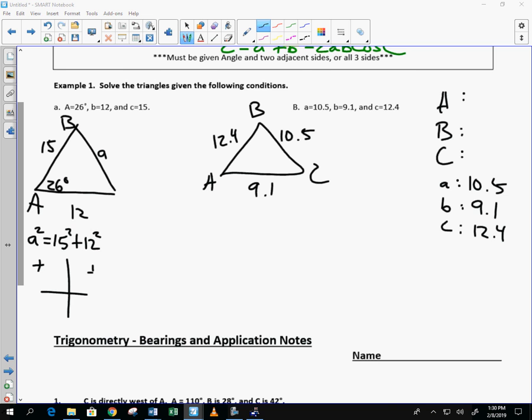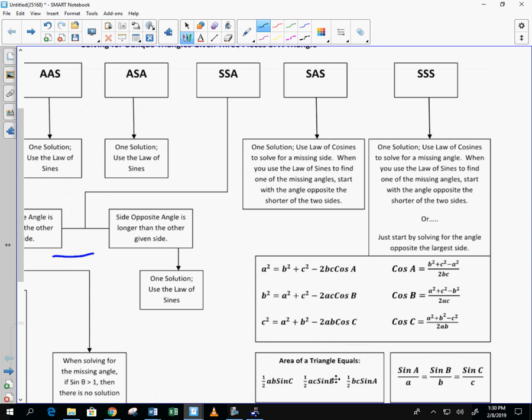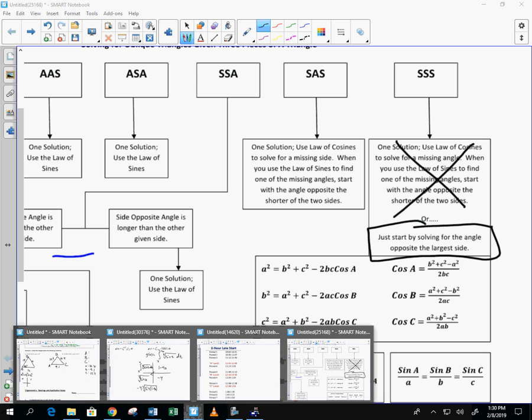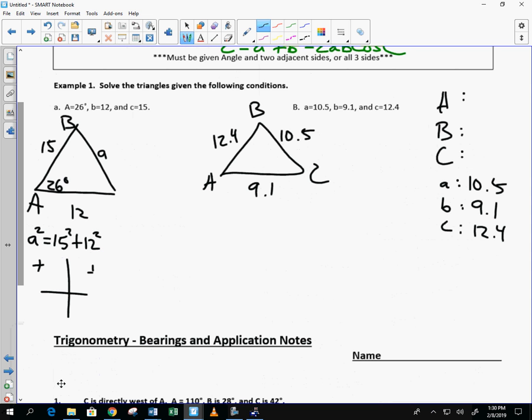So if you notice your decision tree, I actually have thought about just getting rid of that altogether and just focusing on this. Just start by solving the angle opposite the largest side. You could technically find a different one and still get it to work out, but it's easiest to just find the angle opposite the largest side. That way, if there's an obtuse angle, it's forced out. It can't hide. We found it.